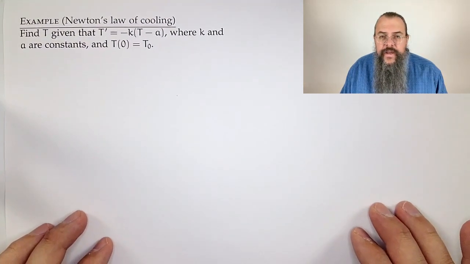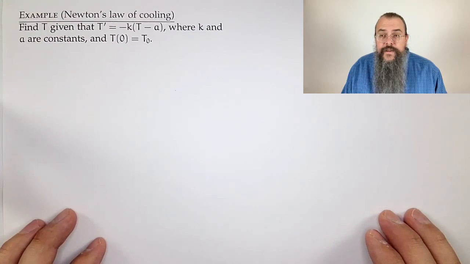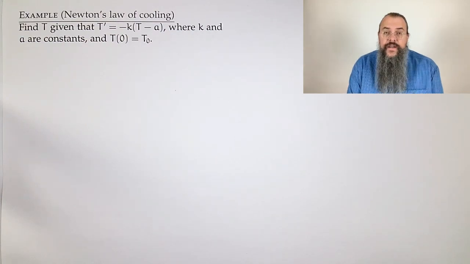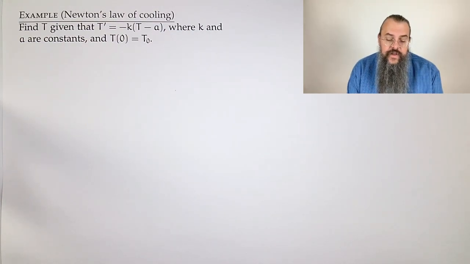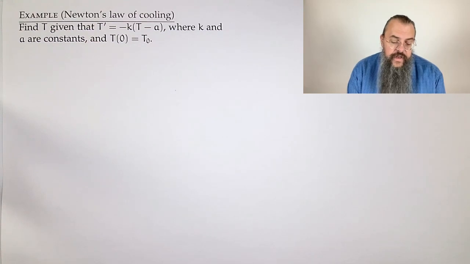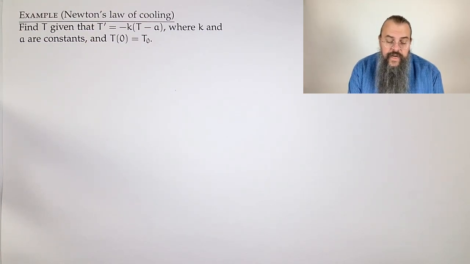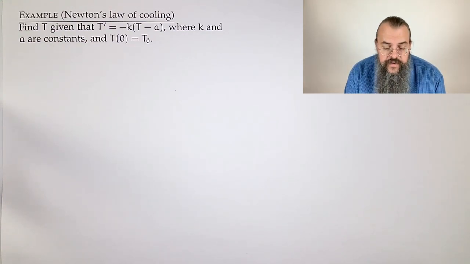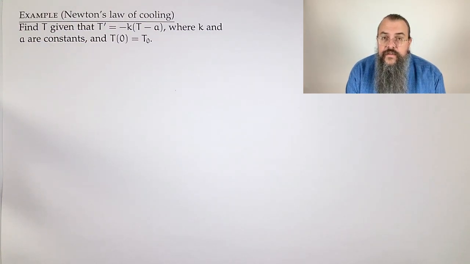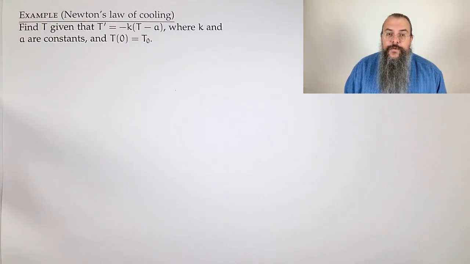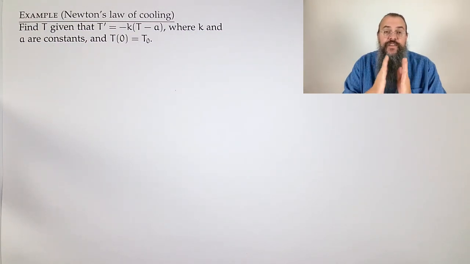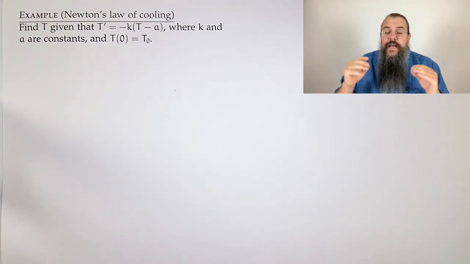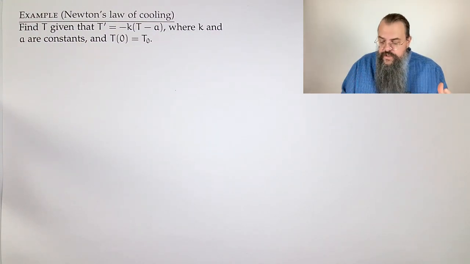Okay, so we've talked about this before. This is Newton's law of cooling. So find T, where we think of T as temperature, given that T prime is minus k times (T minus a), where k and a are constants, and T of 0 is T0. Now, remember the setting here. Capital T is temperature, because we're talking about objects heating or cooling. Little a is the ambient temperature.